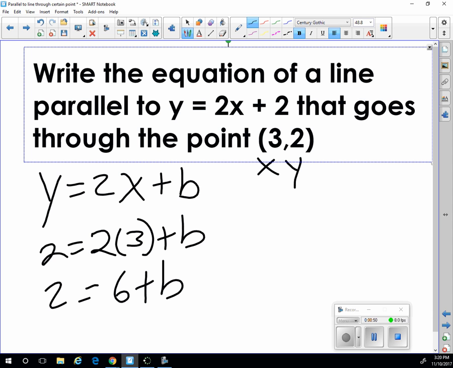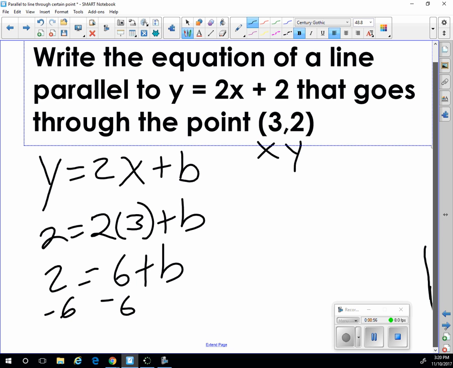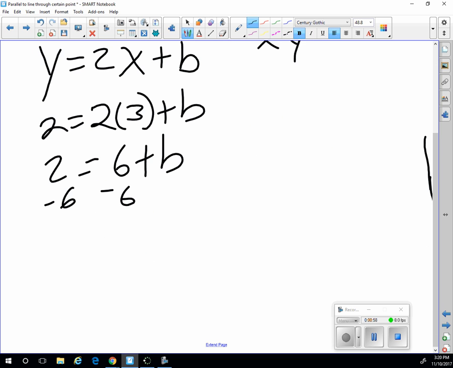So 2 equals 6 plus something. So just subtract the 6 from each side, and you get negative 4 equals b. So now we can finish writing the equation: y equals 2x minus 4.